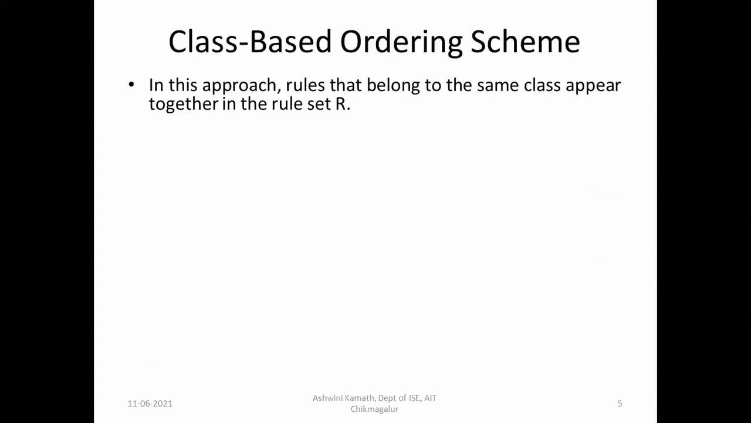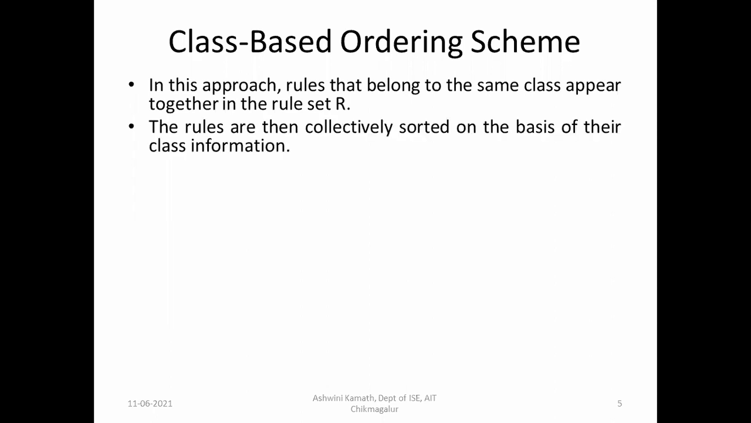Then there is the class-based ordering scheme. In the class-based ordering scheme, rules that belong to the same class appear together in the rule set R. If we consider rule set R, you can notice in the example we have discussed, first we have birds. Both the rules are for birds, then it is for mammals, then it is for amphibians. So it will order based on the class. All the rules which belong to the same class will appear together in the rule set R.